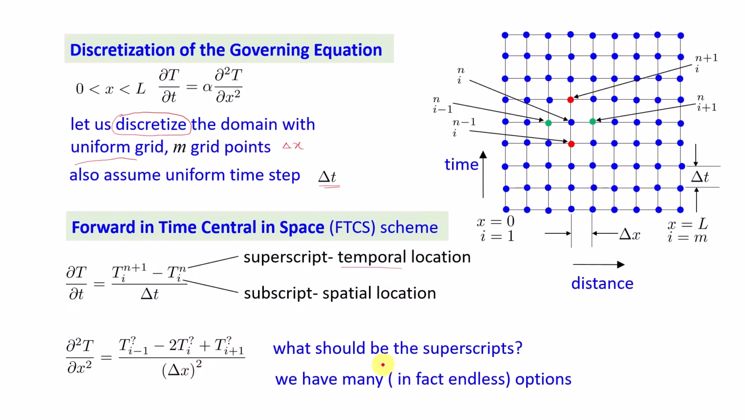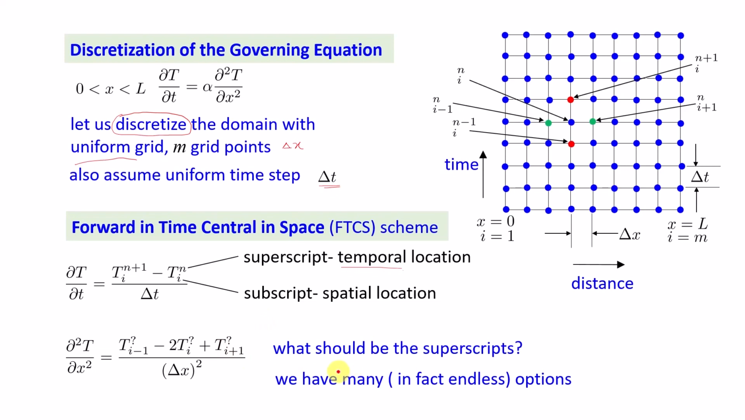So the question is, what should be the superscript here? At what time level will I calculate this? Here in the time derivative, that question doesn't arise because I am taking the difference between n plus 1 and n at the ith point in space. Here I want to calculate the double derivative at the ith point in space, but I'll calculate it at the nth time level or the n plus 1th time level. Both are present in this time derivative.